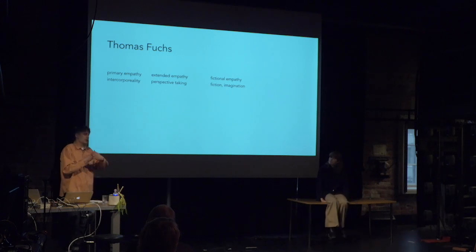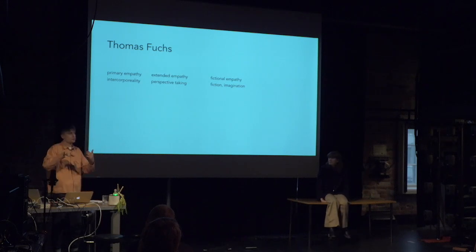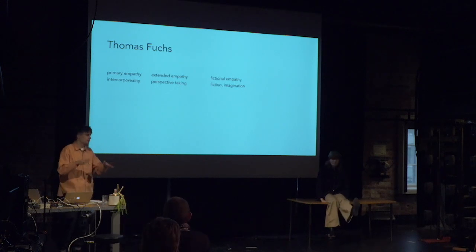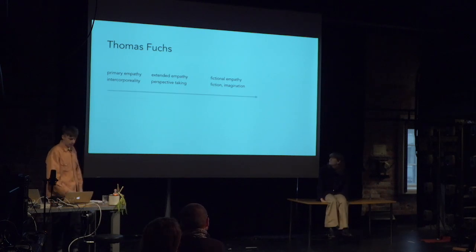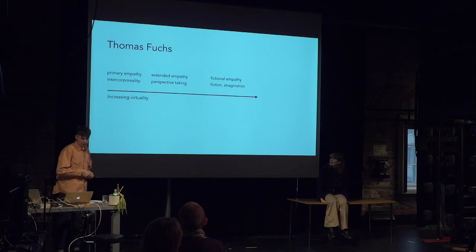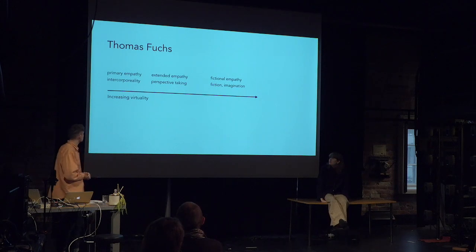So in this sense, fictional empathy is a little bit of a one-way thing. I'm feeling this fictional character, but the character cannot sense me. But of course, if we go further, we can interact with avatars or things like this, so there is some interaction. And Fuchs thinks this is how virtuality increases towards fictional empathy. In primary empathy, we are in the same space, in bodily contact, and fictional empathy happens in virtual spaces.